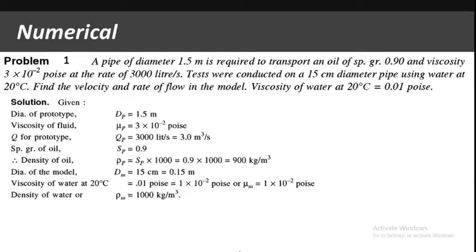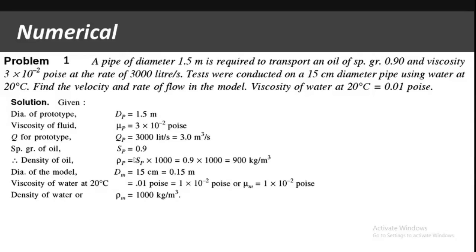Okay, so what is given in the problem? See, the values given here are not actually labelled as prototype or model, but you are asked for the model. That means the values given above are the values for the prototype. So a pipe of 1.5 meter diameter, that is the diameter of the pipe, prototype, is used to transport an oil of specific gravity 0.9.